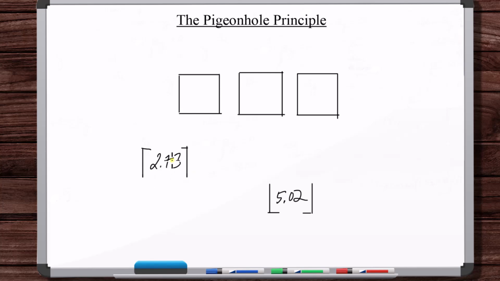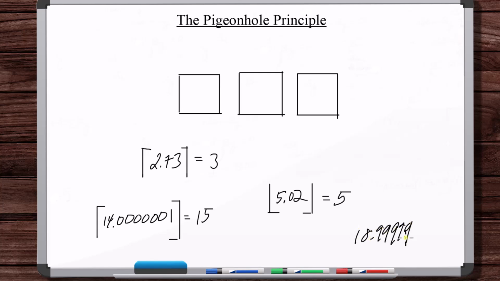You don't just round. If you have like a 5 here, no matter what it is, this would be equal to 3. If you had 14 point, then this would be equal to 15. The floor function is just you're rounding down to the next lowest integer. So even if you had 18, and you had a floor function here, then this would be equal to 18.